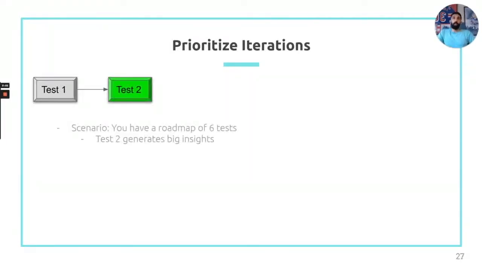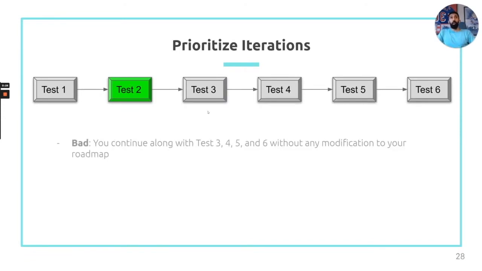Okay, cool. So let's jump into the next topic, prioritization of iterations. This is something that's incredibly important when it comes to test to learn. And I'll run you through a quick scenario of why this is so important. So let's say in this scenario, you have a roadmap of 6 tests. As you're going through these tests, you figured out that test 2 actually generated some pretty big insights.